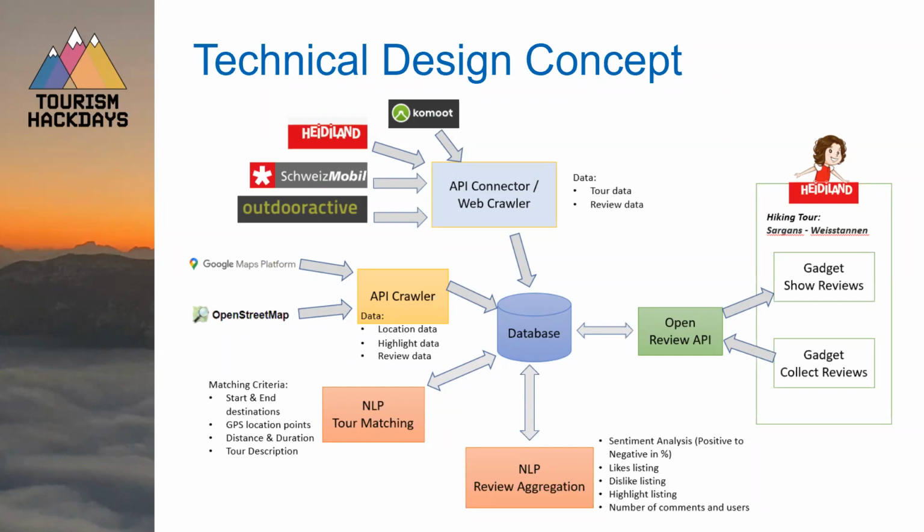And then we also use an API crawler to get more reviews and location information from Google Maps or OpenMap API. We use NLP to match the different tours we collect from the crawler, and when we have the list of matching tours, we can later embed our Open Review API in those similar tours, so we can have reviews or recommendations and reuse them for the same kind of tours. So this is the overview.